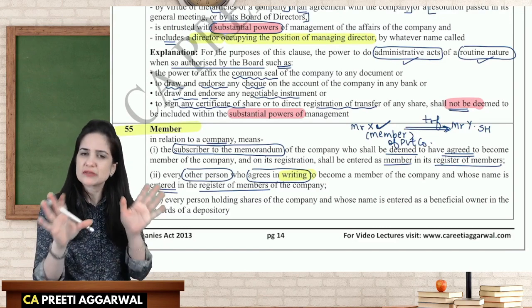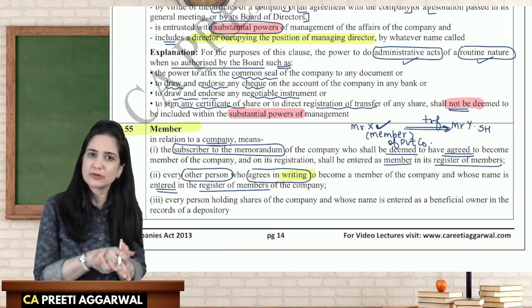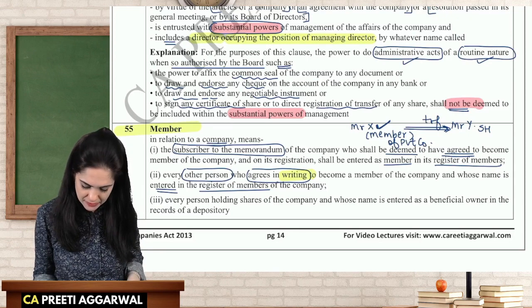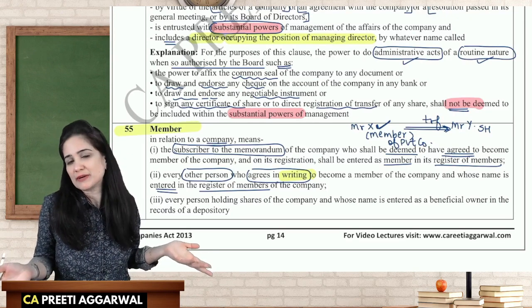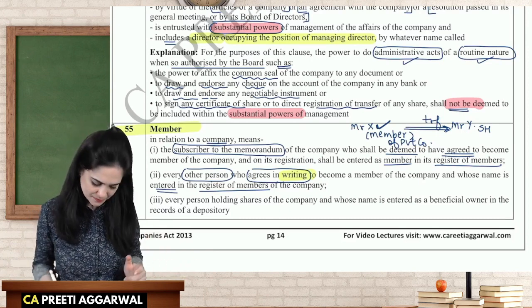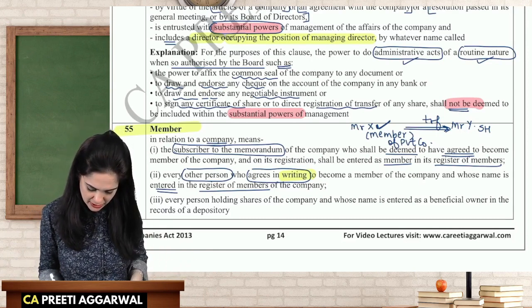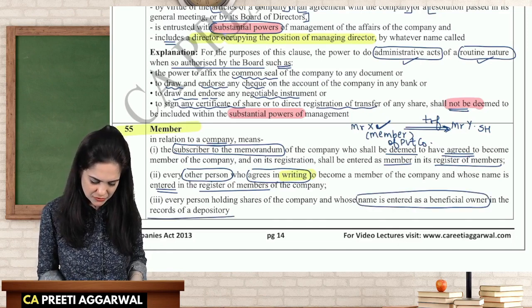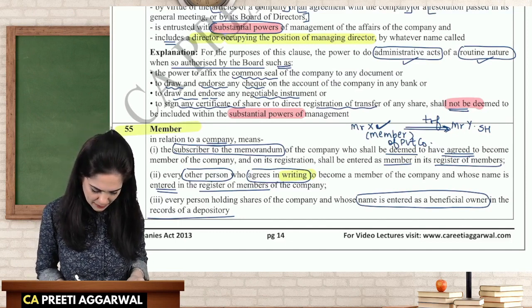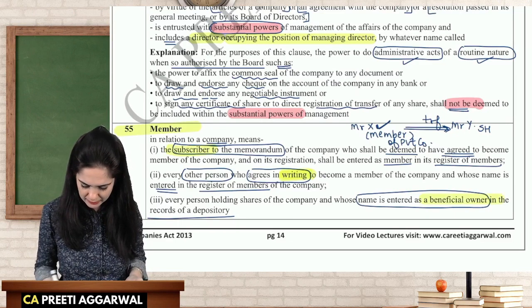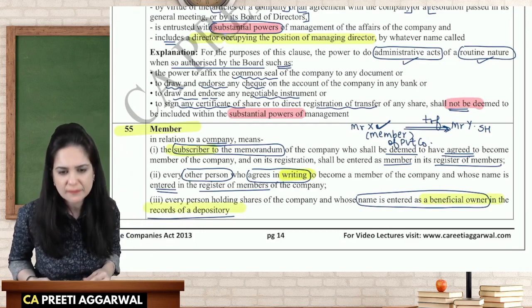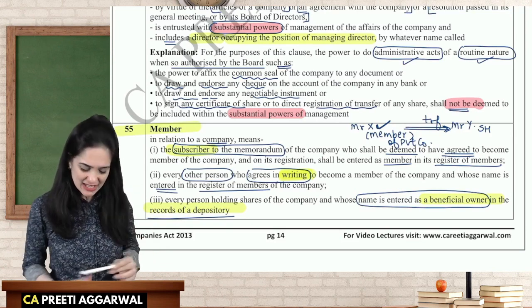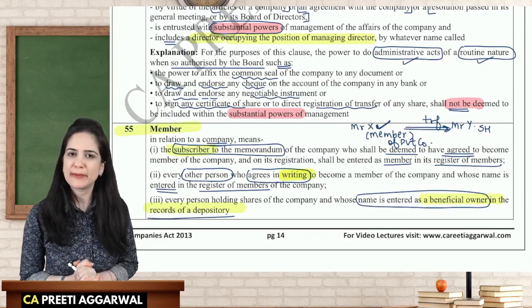So sometimes under certain circumstances, you may be a member but not a shareholder. You may be a shareholder but not a member. So here X is a member but he is no longer a shareholder. Y is a shareholder but he is not yet a member because his name is not appearing in the register. Every person holding share and whose name is entered as the beneficial owner in the records of the depository will be considered as a member. So I am a subscriber, or I agree in writing, or my name is entered as a beneficial owner in the records of the depository. I am a member. Not very important for exam, but you need to know the meaning. Okay. So this was the definition of member.